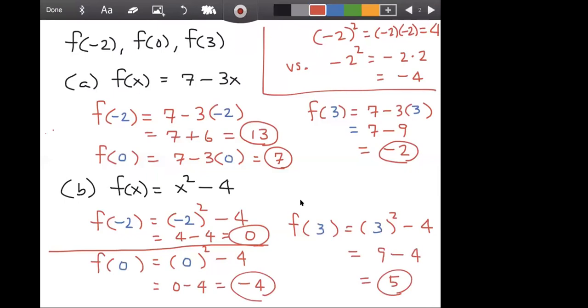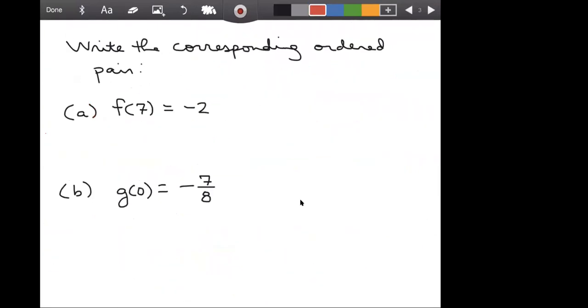All right. So that turns out to not be too hard. Then we're writing the corresponding ordered pair. This is very easy once you know how to do it. Just remember that the number going into the function is x. The number coming out of the function is y. So if f of 7 is -2, that represents the ordered pair (7, -2). And the same thing for function g. The number going in is x. The number coming out is y. That ordered pair would be (0, -7).